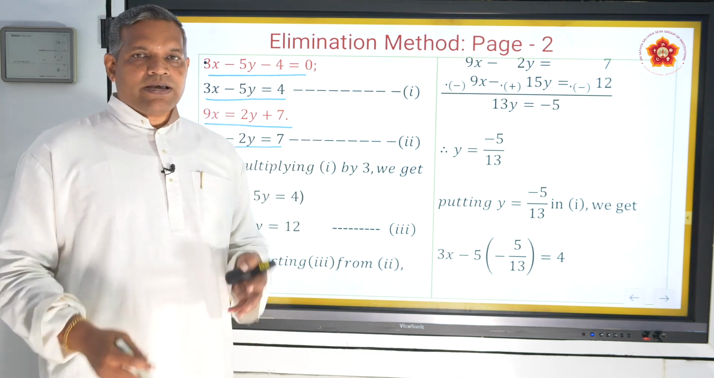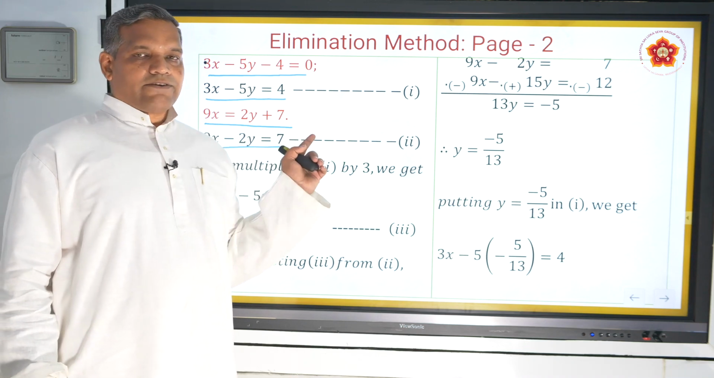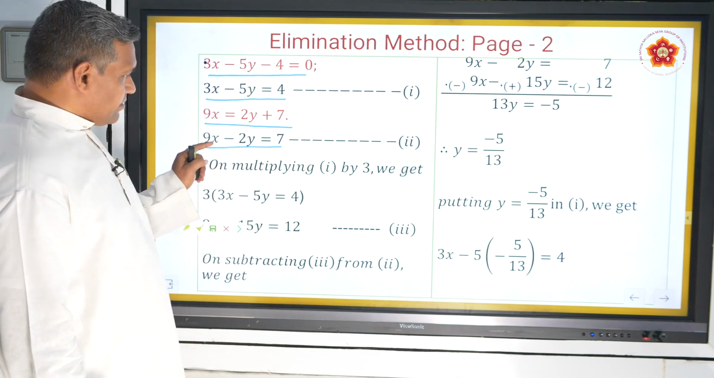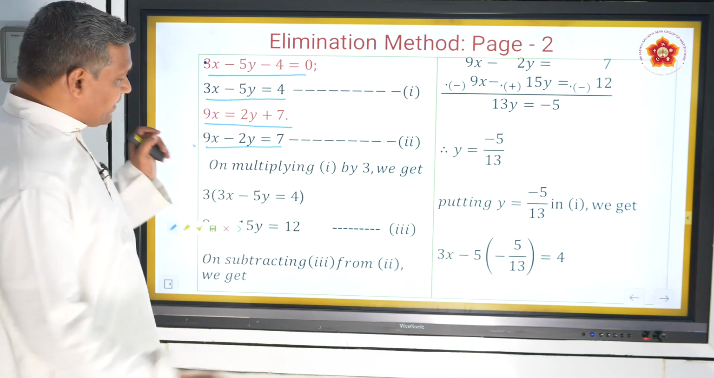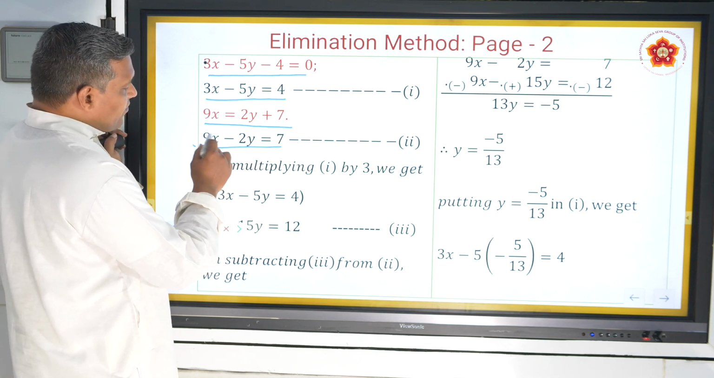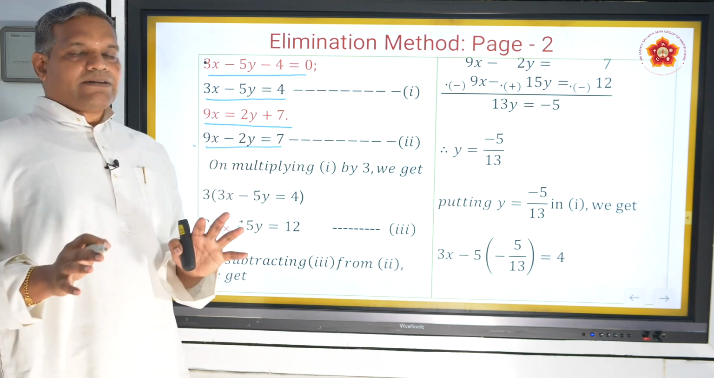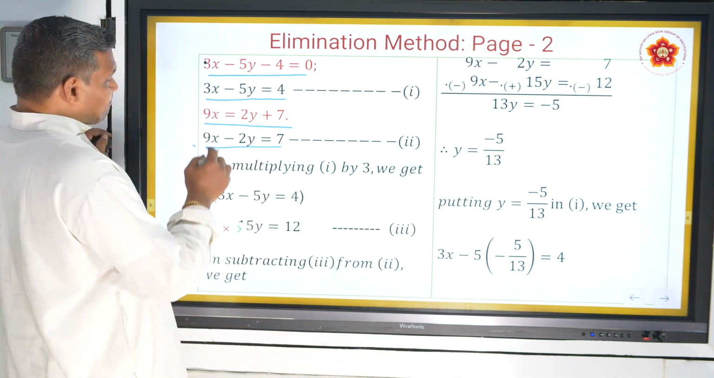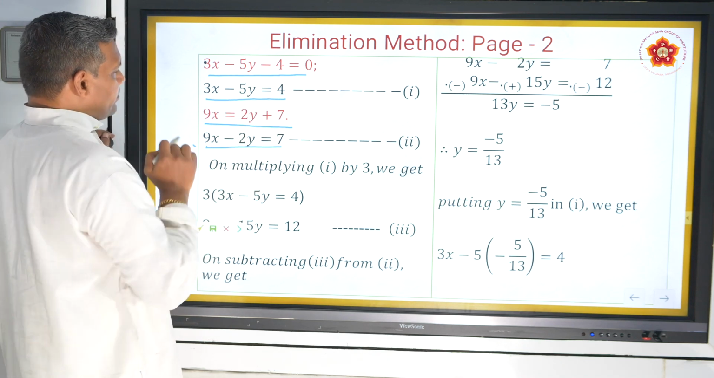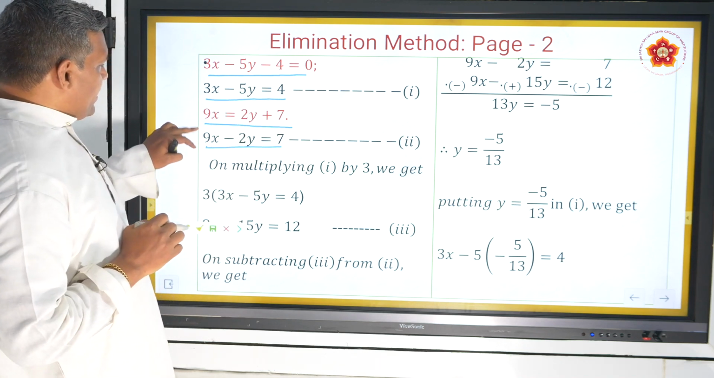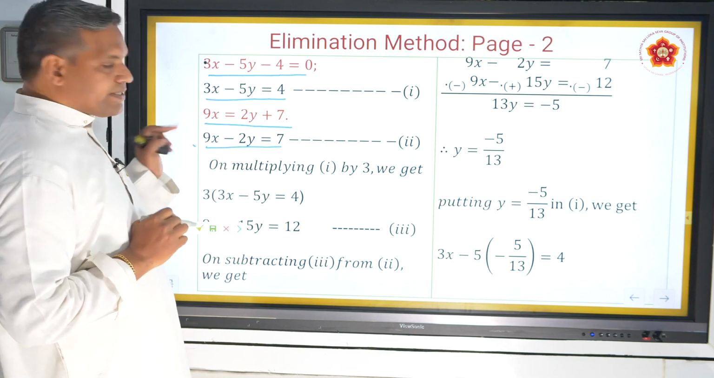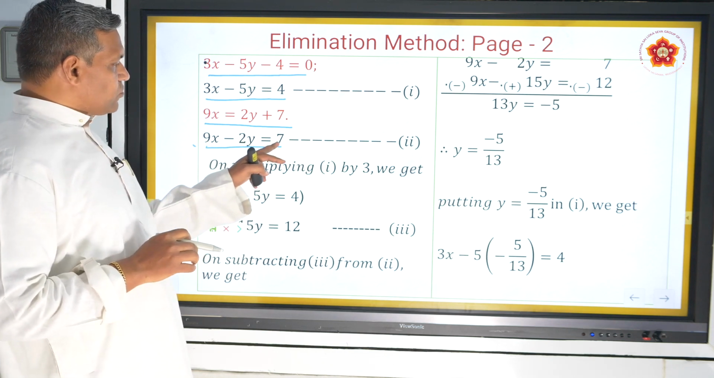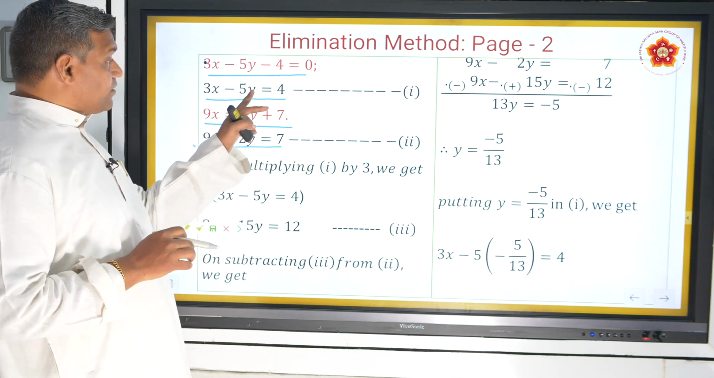What is the way out? Remember, last time I gave you the simplest technique: to get rid of fractions, multiply with the LCM. This time, just use one small technique. Either the coefficient of x or the coefficient of y, make it equal by multiplying the entire equation with a number. So let's take this. The first one is 3x minus 5y is equal to 4. It's easy for me to multiply by 3, 3 threes are 9. Then 9x cancels. That's all in mind. I'll repeat. Here I have 9x minus 2y is equal to 7. Here I have 3x minus 5y is equal to 4.